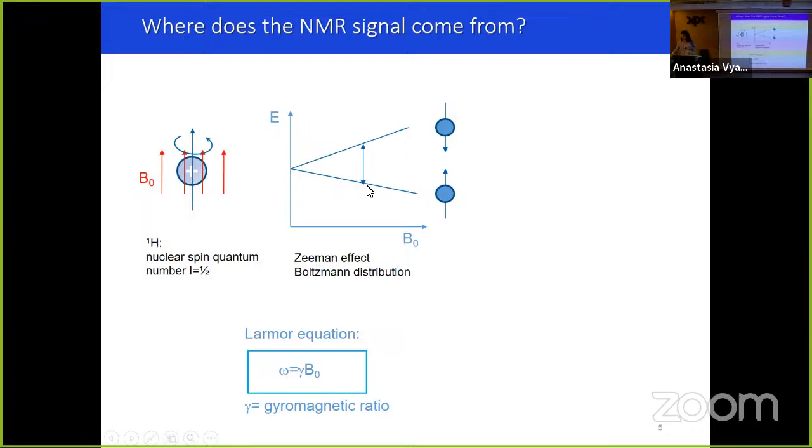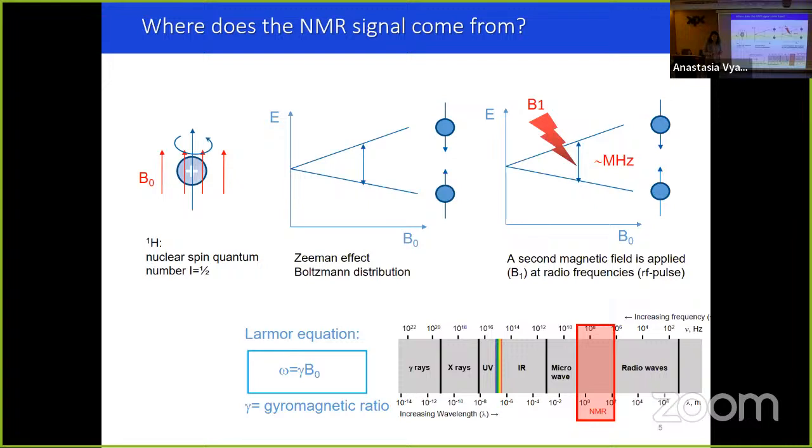Important is the distance between energy levels. In the case of proton NMR, we have two energy levels, spin plus 1/2 and minus 1/2, and the distance between energy levels is defined by the Larmor equation, which is a function of the product of the gyromagnetic ratio, the property of a nucleus, and the strength of the magnetic field. In order to create the resonance conditions, we need to apply a second field, which we call B1. If this field matches the Larmor frequency, the energy will be absorbed, and we observe nuclear magnetic resonance. On this scale of electromagnetic radiation interaction, we see where NMR is located.